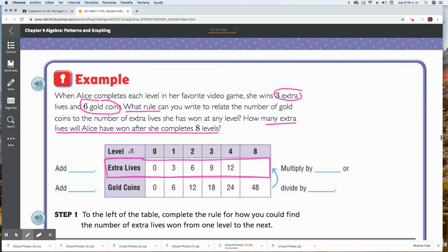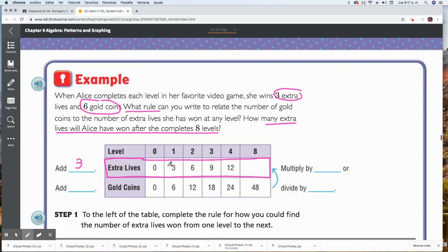The first row is just the level of the game. On level 0, nothing happens because maybe she hasn't started playing the game. Then on level 1, the extra lives changes to 3. Level 2, it changes to 6. Level 3 changes to 9. Level 4, it changes to 12. So what do I need to do to the first number, which is 0, to get this 3? The magic word right here is add. So what number do I need to add to this 0 to equal 3? The answer is 3. So we add 3.